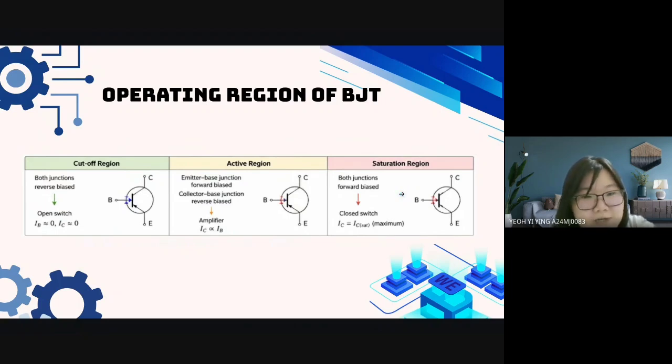In the cutoff region, both junctions are reverse biased and it behaves as an open switch. In the active region, the emitter-base junction is forward biased and the collector-base junction is reverse biased. It functions as an amplifier. In the saturation region, both junctions are forward biased and it behaves as a closed switch.